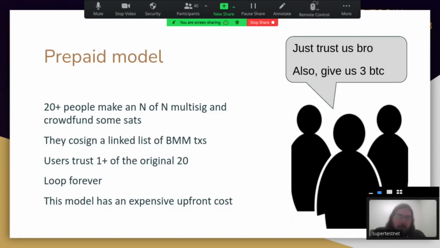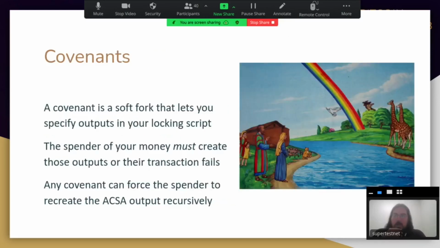I don't really like the prepaid model because you have to trust 20 people, and you have to do that every 10 years. You have to pick another set of trustworthy people. But the other thing you can do to fix the problem that comes with the non-soft-fork way is you can add covenants.